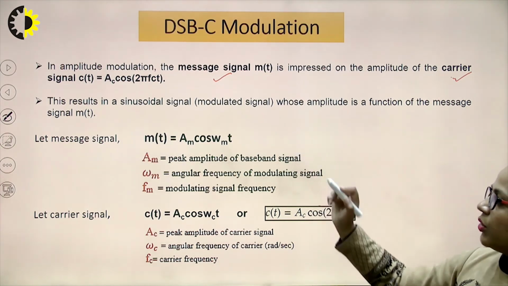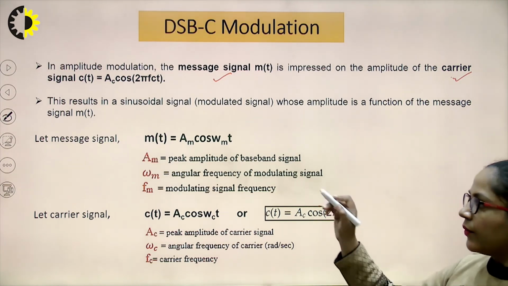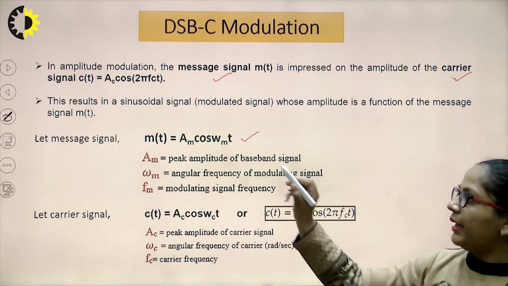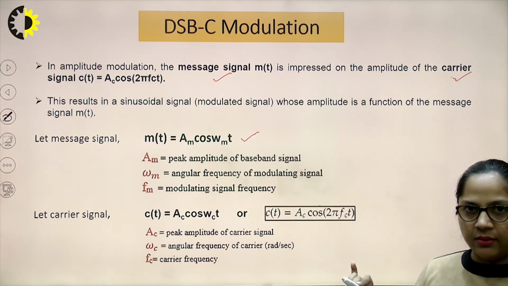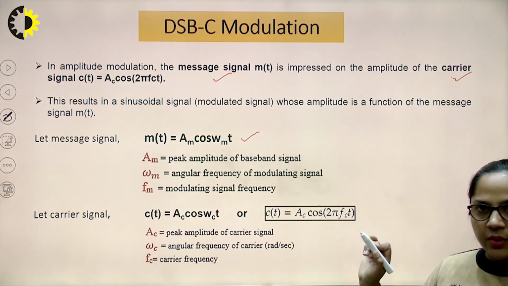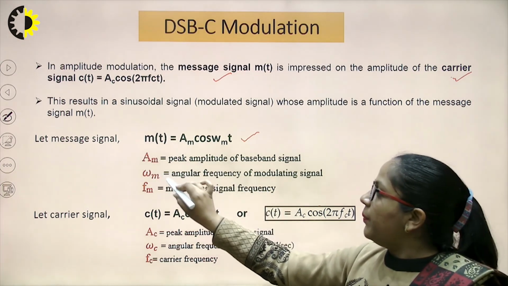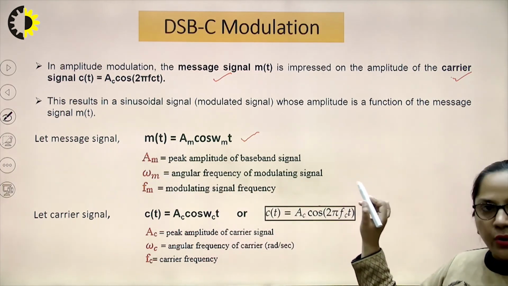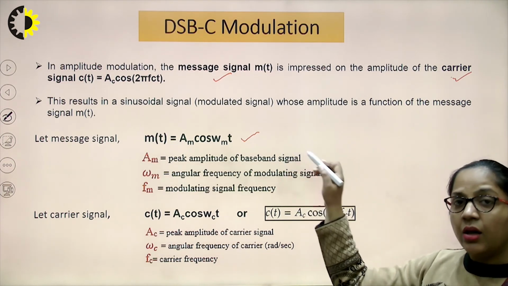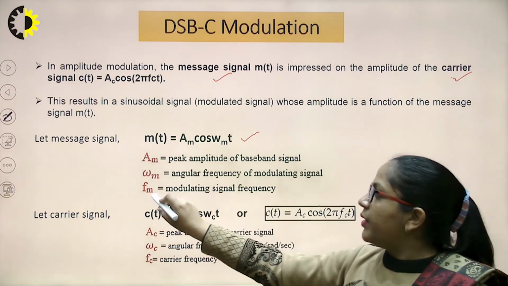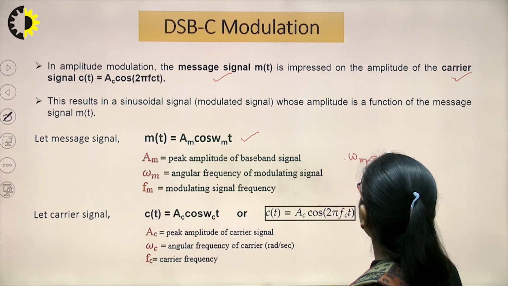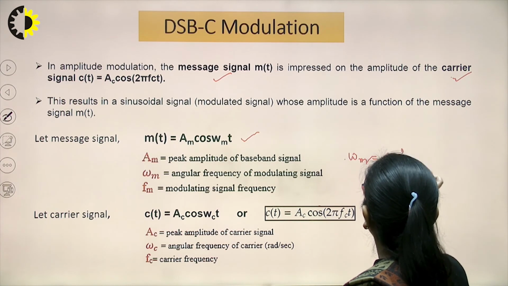We can represent both of them mathematically. Message signal m(t) we can represent as Am cos omega m t. What is Am? Am is the amplitude of this message signal or the information. Omega m is the angular frequency of the modulating signal. Modulating signal, baseband signal, message signal, information signal, all are the same terms. We can represent omega in terms of frequency as 2 pi fm.